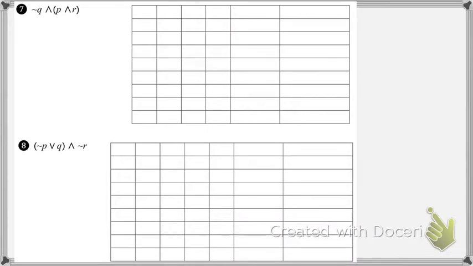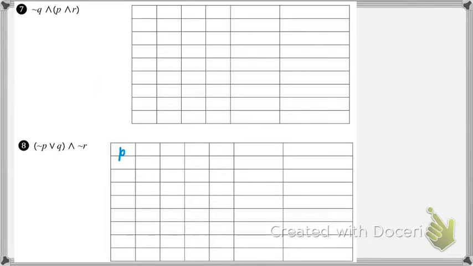Okay. We're going to skip 7, but we're going to try 8 together. How would you do that? So we start off with what every time? P. Then what? Q. Then what? R.